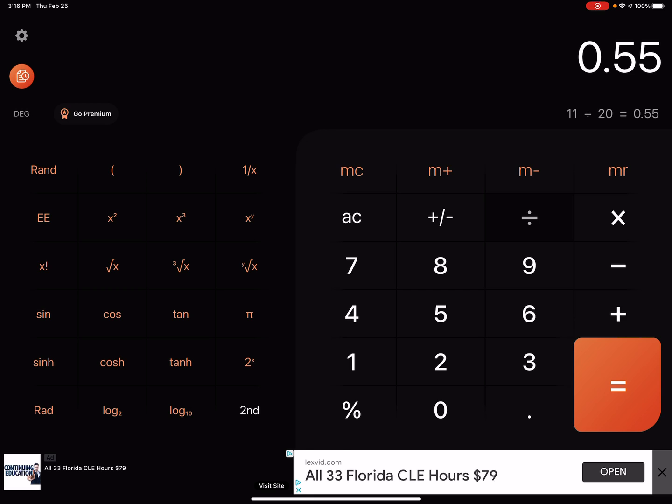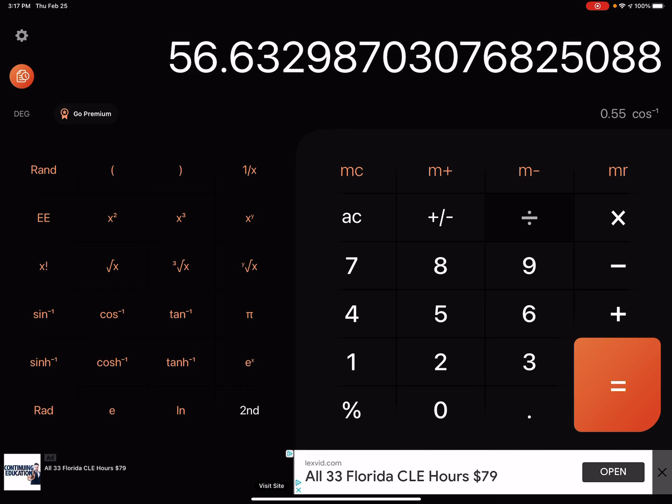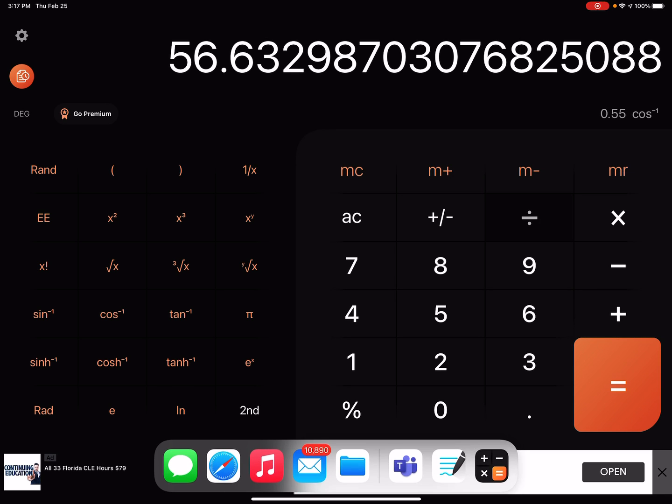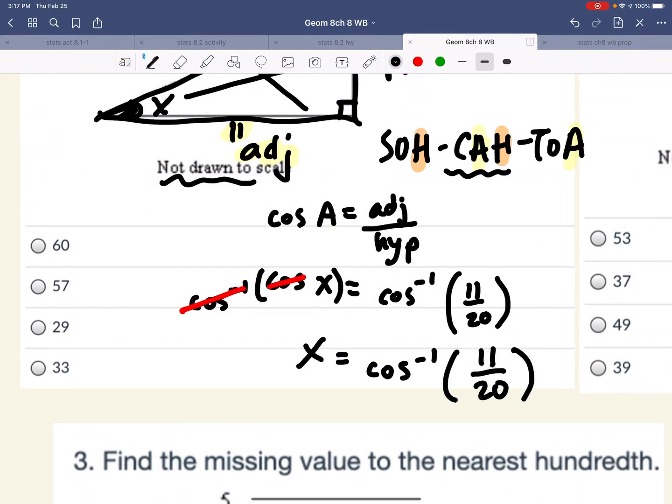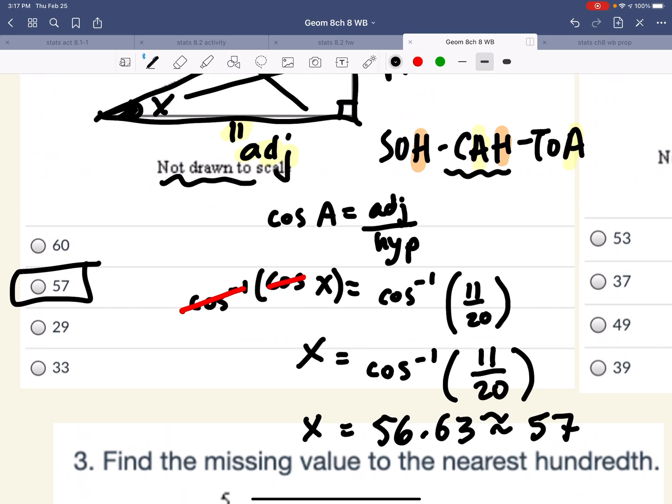So I need to hit the second button. And then this cosine to the -1, and I get my answer, 56.63. All right, so I get 56.63. So I'm going to round that to 57. Beautiful. Now I'm going to show that on the calculator one more time.